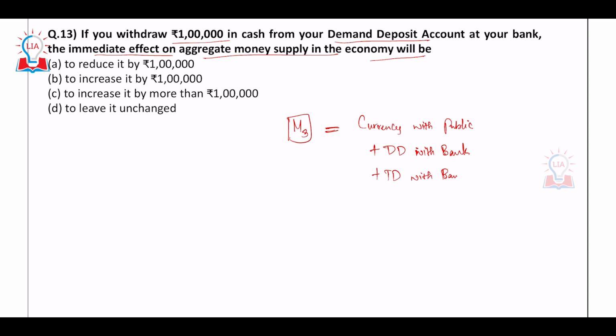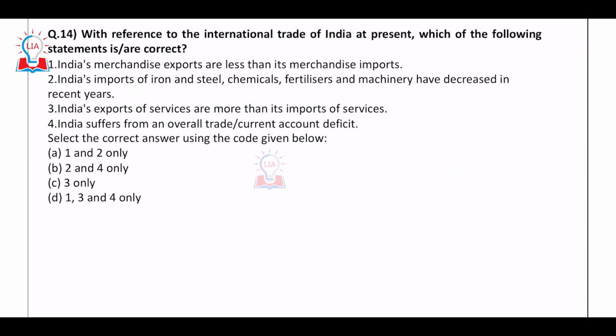What is the question saying? Question is saying you're going to withdraw 1 lakh rupees from here, and where does this 1 lakh rupee go? It will go to currency with the public, currency in the hands of the public. How will it change M3? It does not change. It is left unchanged. Answer is D. Clear? So that's the end of it. So 13 questions were there. Sorry, there is one more question.